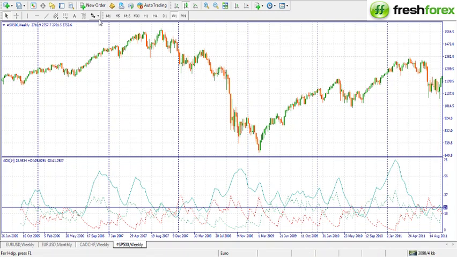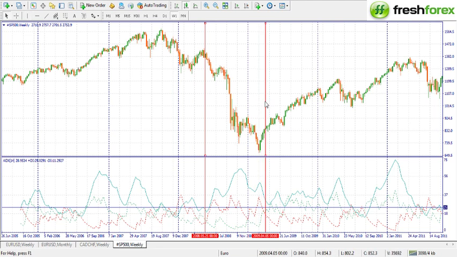We have this one. From this point to that point, we have the green dotted line, the red one being above the green one. This means that the overall trend should be downward. So anytime you find a chart where the red one is above the green one, that means the trend is downward. You're supposed to look for a sell.